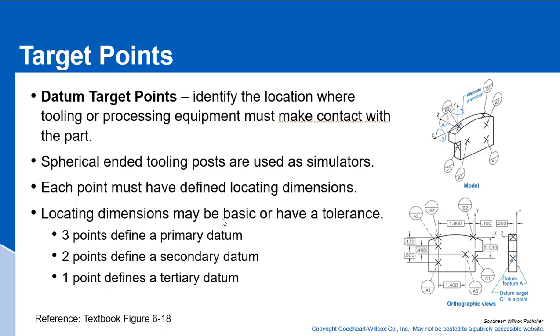Location dimensions may be basic or have a tolerance. Then 3 points define a primary plane, primary datum, and 2 points would define a secondary datum, and 1 point defines a tertiary. So I've got three A points, two B points, and only one C point. That's how we use datum target points.